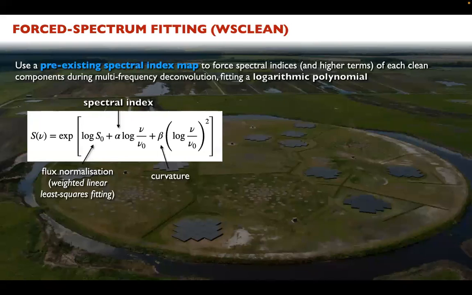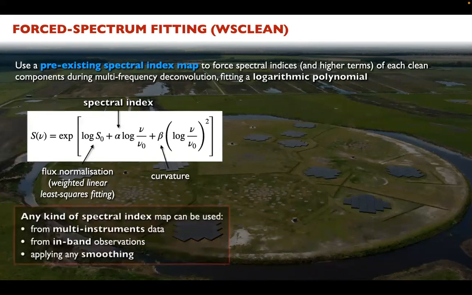That means that in radio, with interferometers like LOFAR, we have a wide frequency band. We split this band into narrower channels, and we fit these channels with some function, in this case a logarithmic polynomial. And instead of fitting the spectral index and the curvature, or even higher orders, we force them. We fix them with an input map, which can be obtained from your previous data or from the archive. You are free to use any kind of spectral index map to transfer this information into your model.